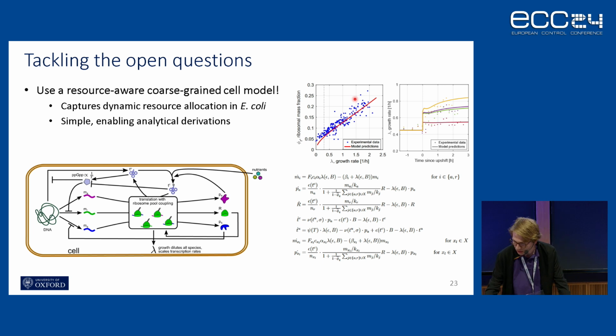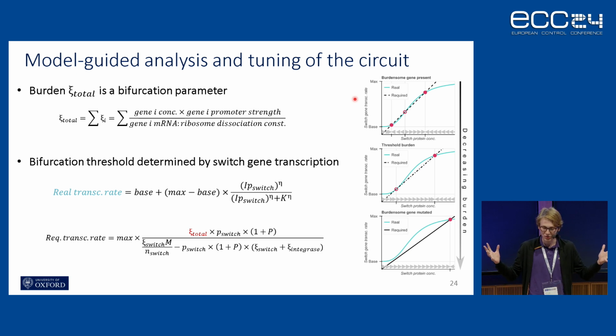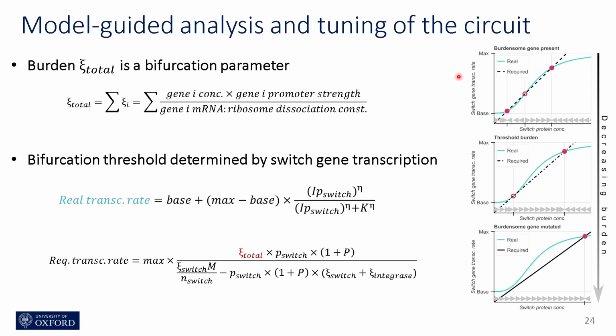And applying this framework to our Punisher circuit, we first define the burden as an actual parameter which combines the concentrations, the promoter strengths, and the ribosome binding sequence strengths of all the synthetic genes present in the cell. And then we look at the bifurcations experienced by the Punisher. And we can see that they're actually given by the transcription rate, that is, the mRNA production rate for the switch gene.